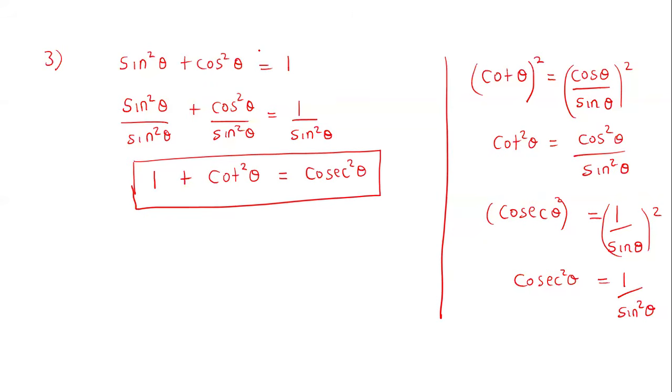The first identity was sine squared theta plus cos squared theta is equal to 1. Why are we dividing? We want to get more identities. So I'm showing you how different identities can be reached.